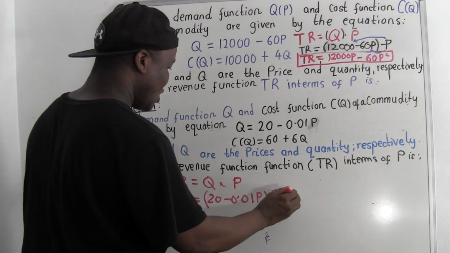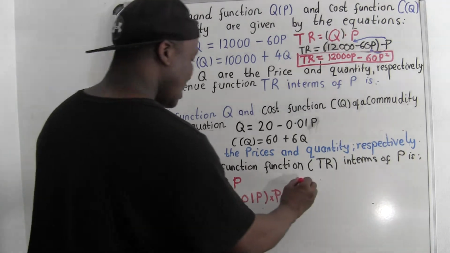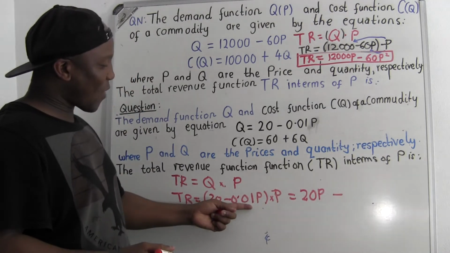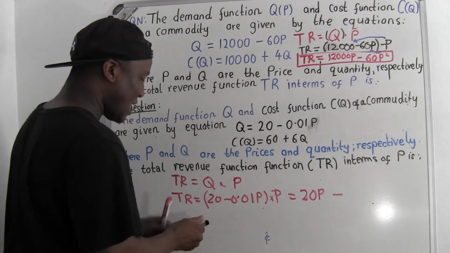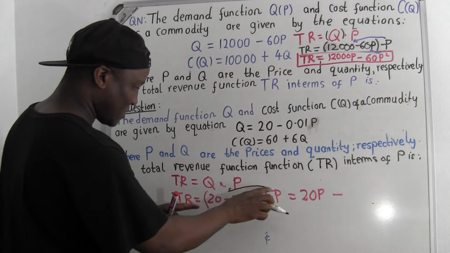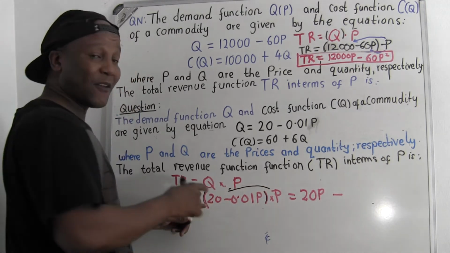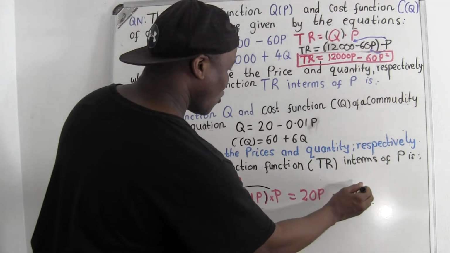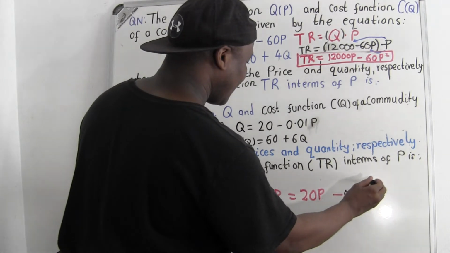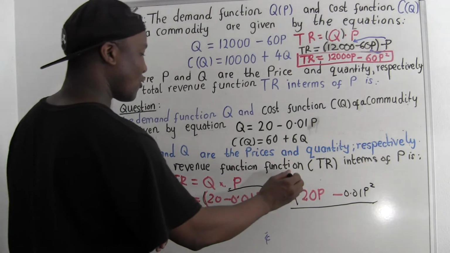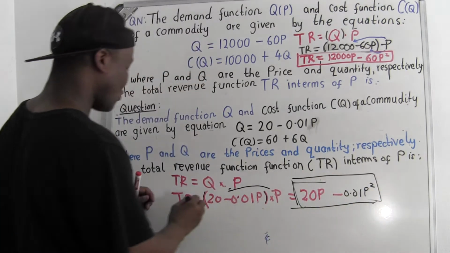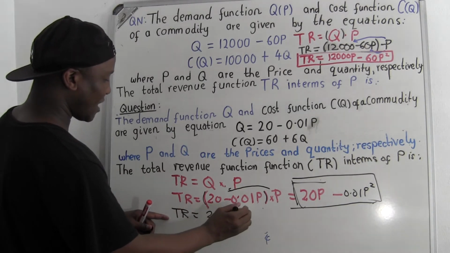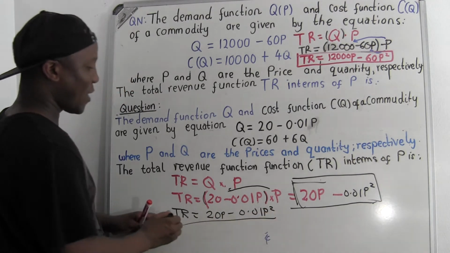This is a P. So then we're going to say now 20 times P equals 20P minus, just a minus, now 0.01P times another P, because look, what I'm doing here is I multiply by the first group, 20 times P, because this bracket is for both, so it has to multiply for both. 20 times P, 20P, minus 0.01P times P is P squared. So this is going to be our total revenue in terms of P. So we're going to say total revenue equals 20P minus 0.01P squared. And this is going to be the final answer.